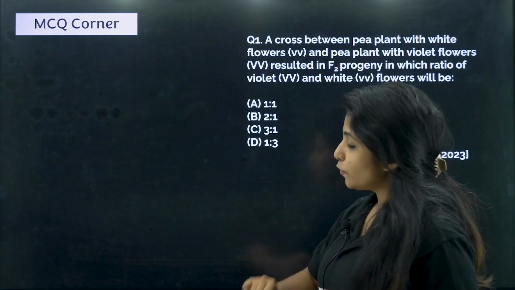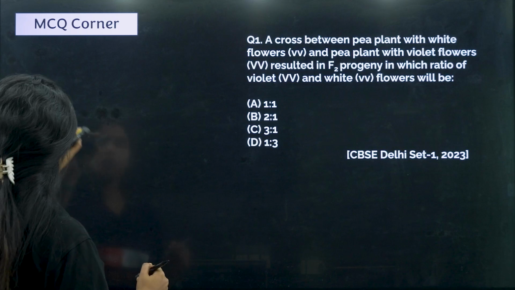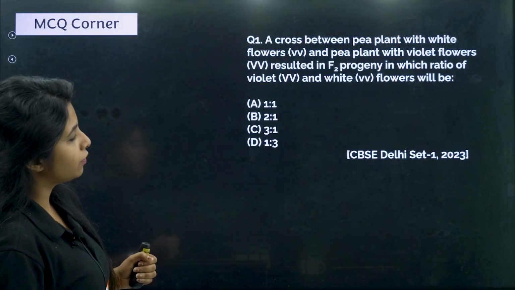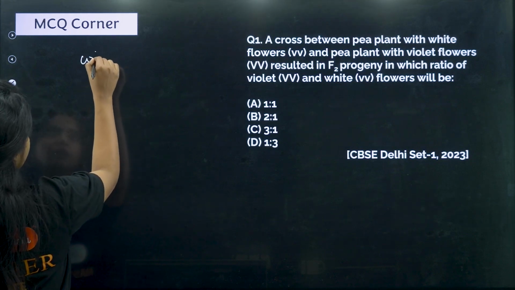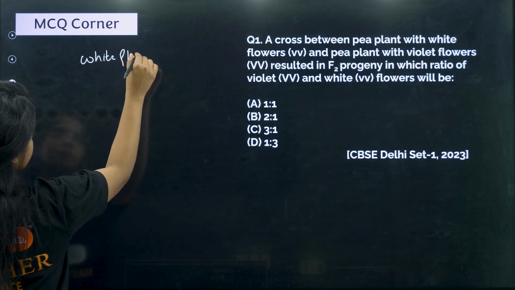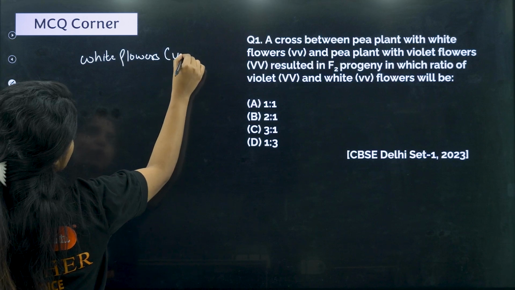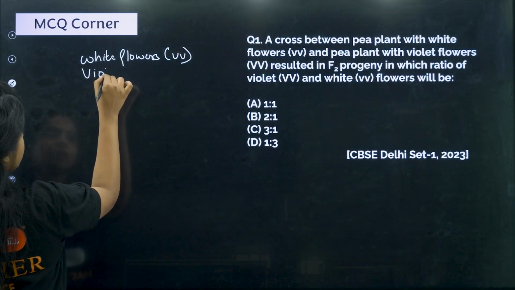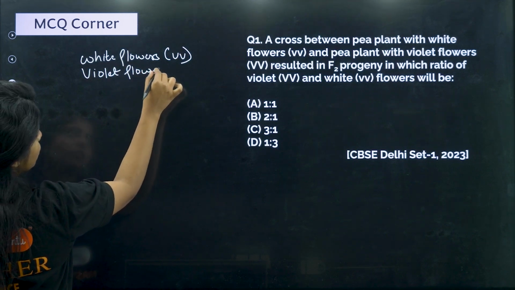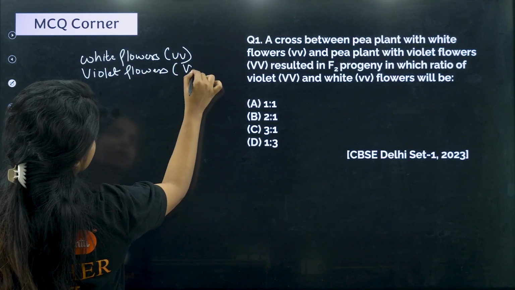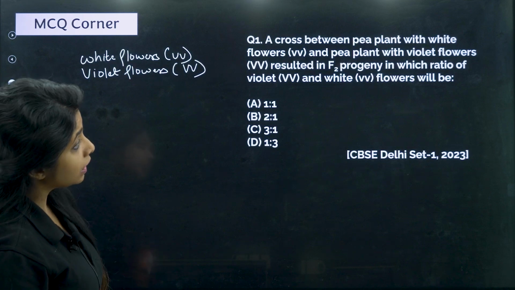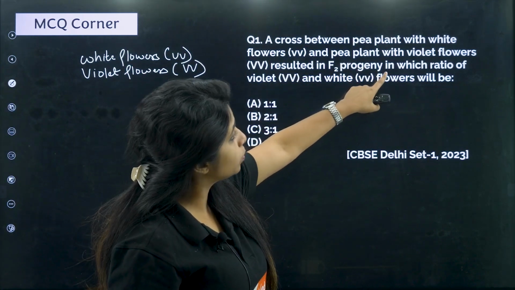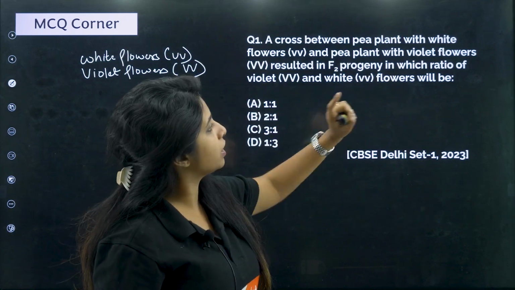So let's get started. The first question is question number 1, which says a cross between a pea plant with white flowers, which is small v, and a pea plant with violet flowers, which is capital V, resulted in F1 progeny. In which ratio will violet and white flowers be in F2?